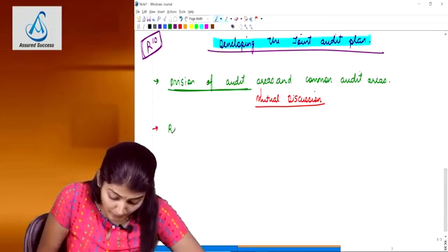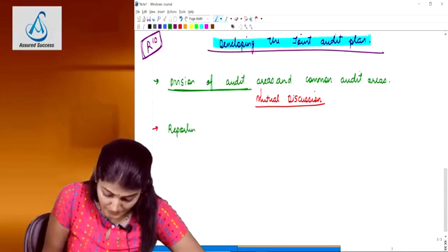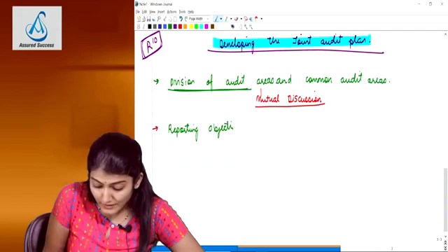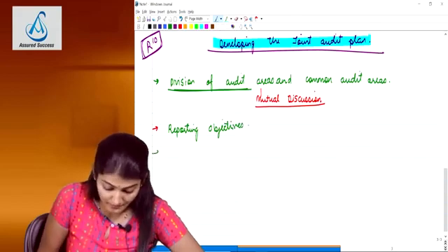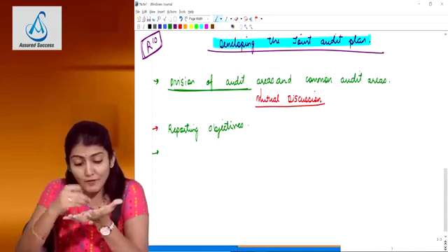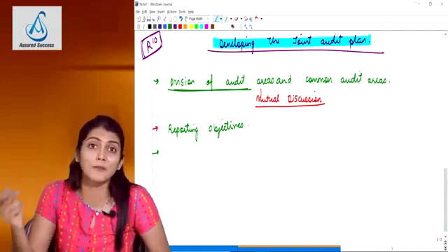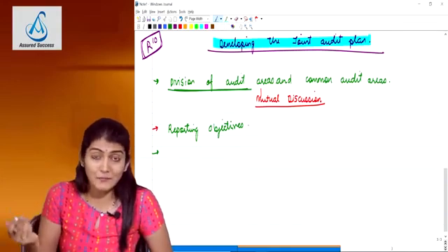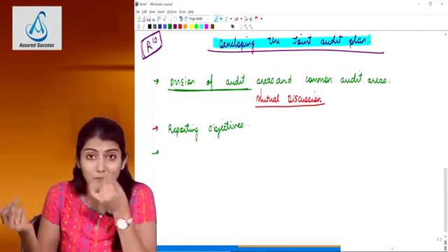Second one, the reporting objectives of the engagement in order to determine the nature and timing of the communication to be made by the joint auditors. So that also is to be considered while developing the audit plan. You need to prepare for that also when you prepare an audit plan, keeping the reporting objectives in mind.